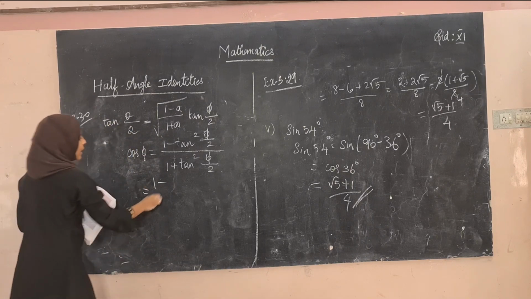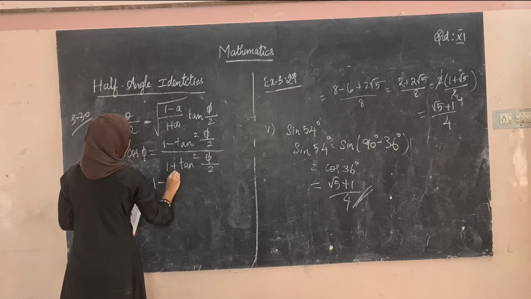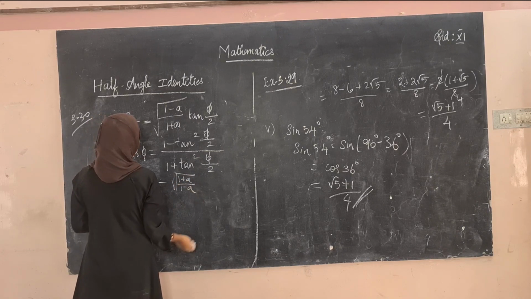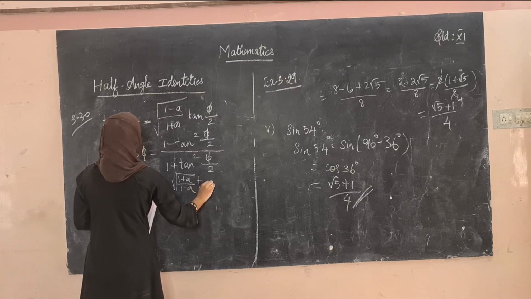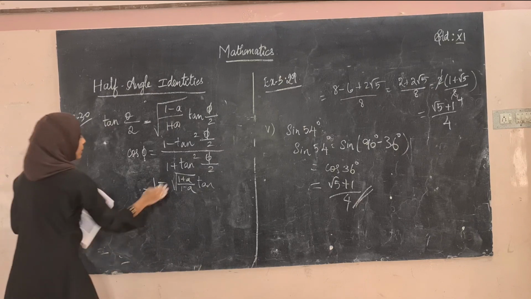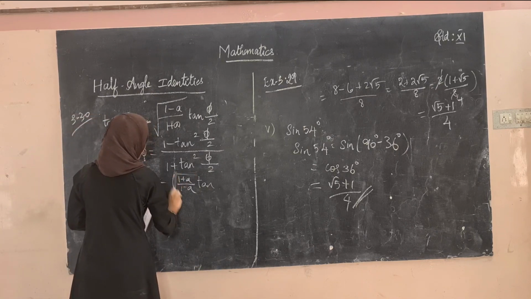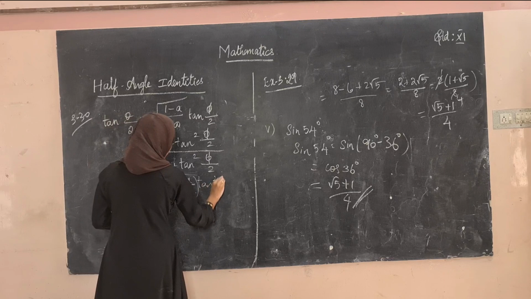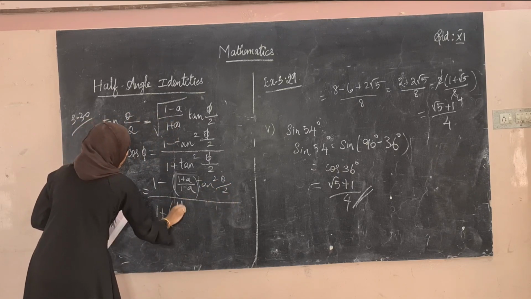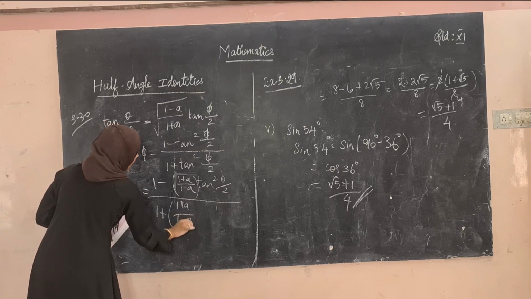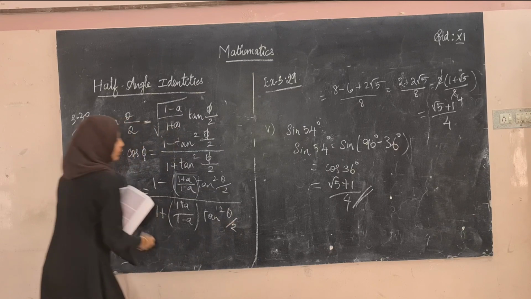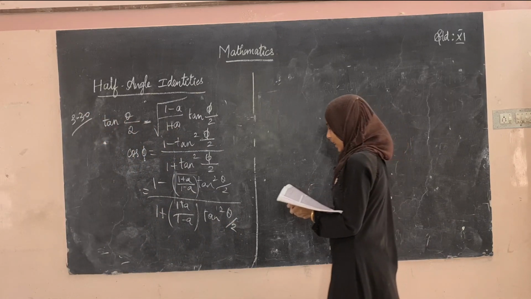So we can take this: 1 minus square root of 1 plus a divided by 1 minus a into, it is plus, right, it is square. Tan square phi divided by 2 becomes 1 plus a divided by 1 minus a into tan square theta divided by 2, the whole divided by 1 plus a divided by 1 minus a into tan square theta divided by 2.